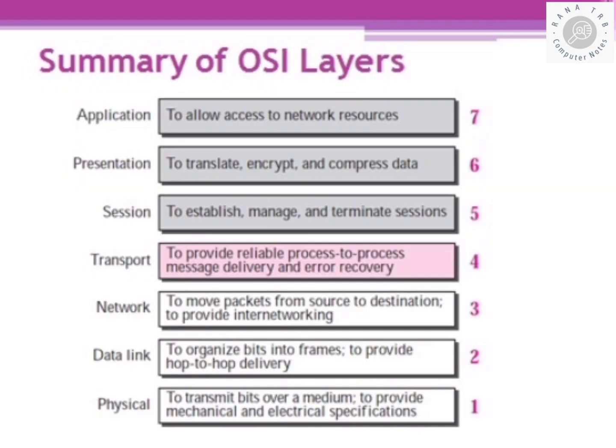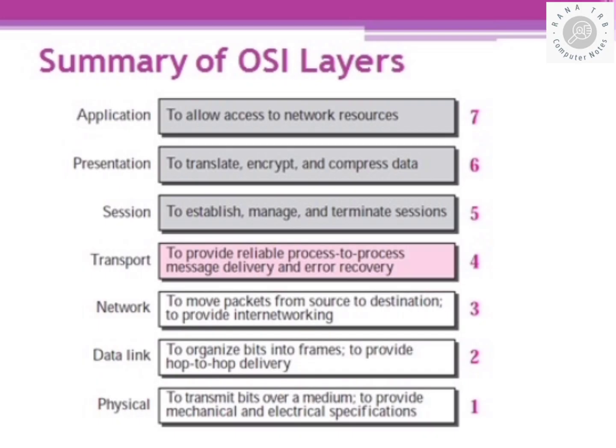Got it? The final summary of the OSI model: the physical layer carries data in the form of bit streams over the medium and provides the mechanical and electrical specifications. In the data link layer, the bits are transferred into frames that provide hop to hop delivery. After that, at the network layer, the frames are transferred into packets from source to destination to provide internetworking.